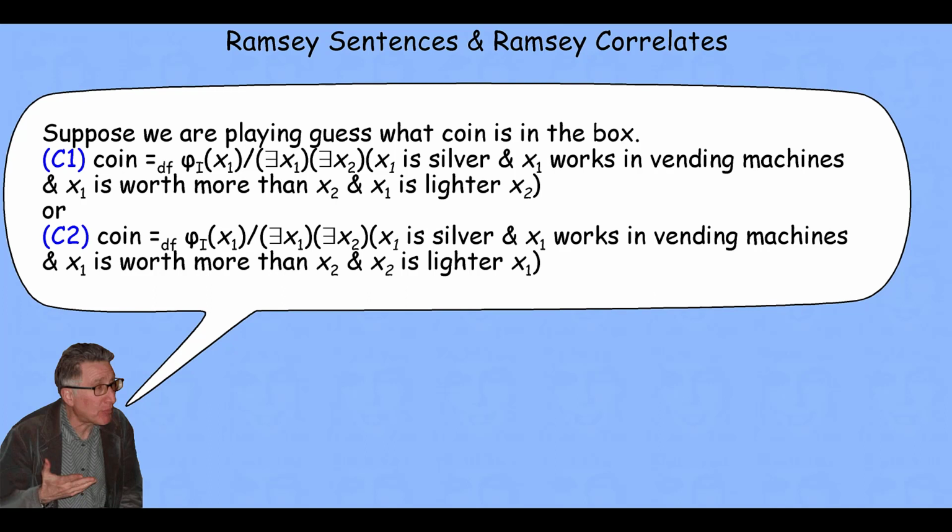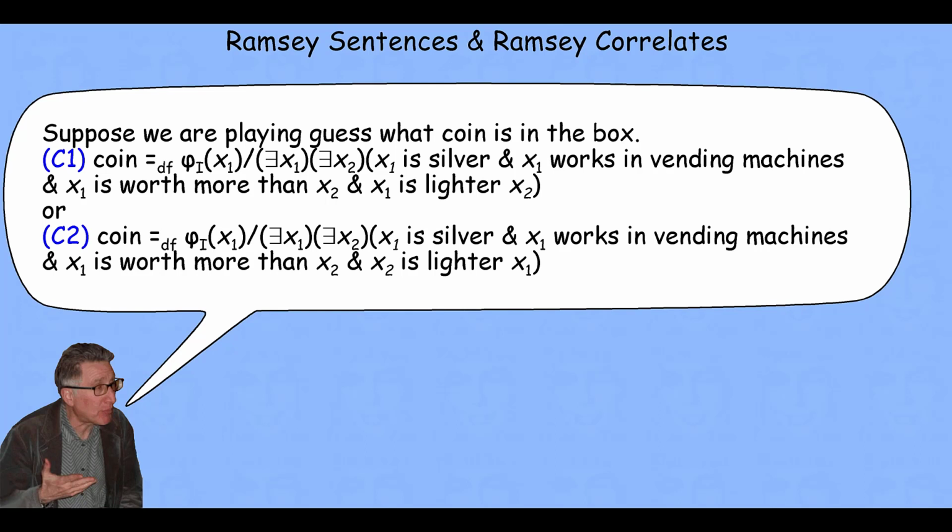It's got to be a dime because dimes are worth more than nickels and dimes are lighter than nickels and dimes are silver, and dimes work in vending machines, and none of the other coins satisfy all the laws of our coin definition theory. Let's look at C2 then. Ramsey changes it up a little bit, and he says, okay, our coin now by definition equals the phi interpretation of x1 such that there's at least one coin x1 and at least one coin x2, and x1 is silver, and x1 works in vending machines, and x1 is worth more than the other coin x2, and x2 is lighter than x1. I mean, okay, so everything's the same right up until that last rule.